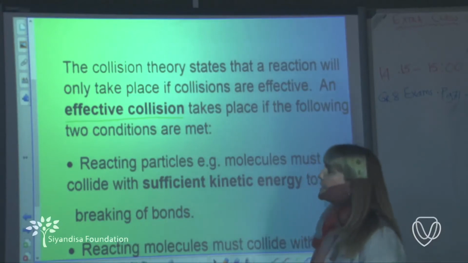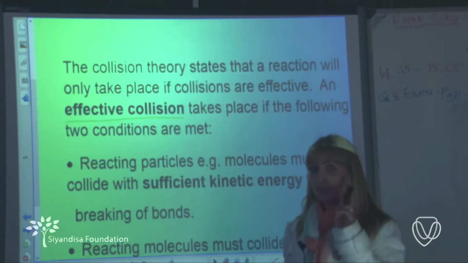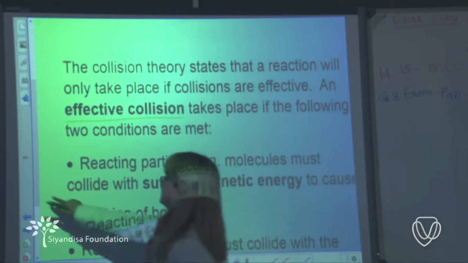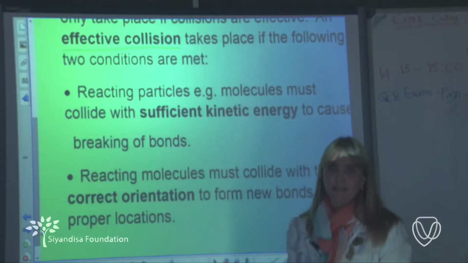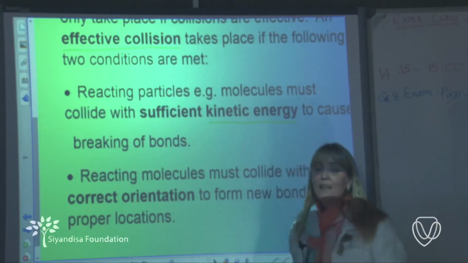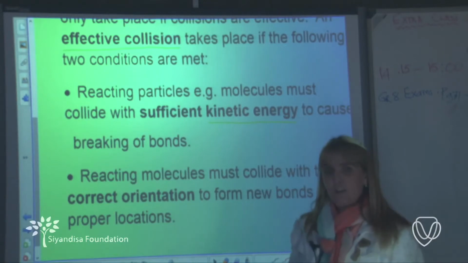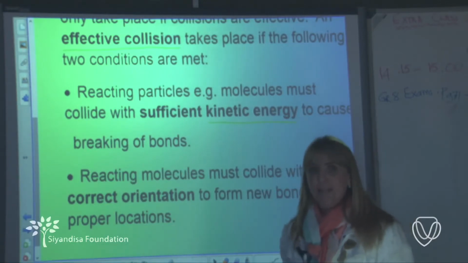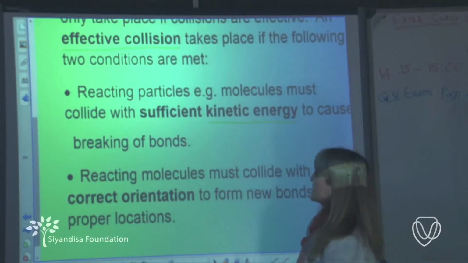Now, what does it mean for a collision to be effective? Two things. First of all, the particles have to collide with sufficient kinetic energy. Remember that kinetic energy is the movement energy, and if we go back to grade 10, we learned that temperature is a measurement of the average kinetic energy of the particles of a substance. So please keep that in mind as we discuss that.